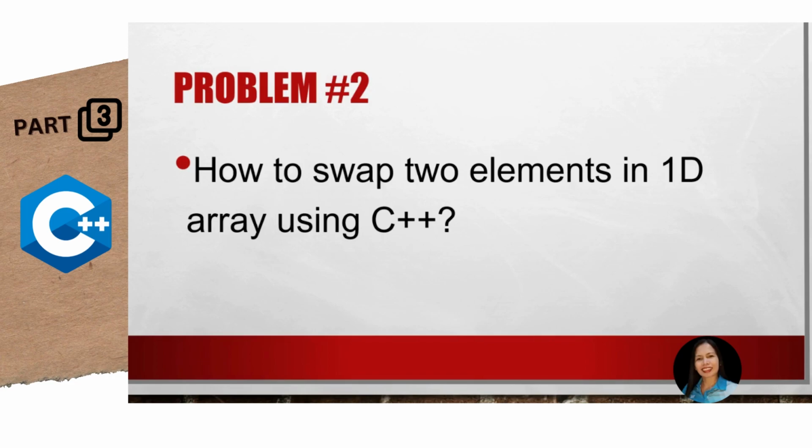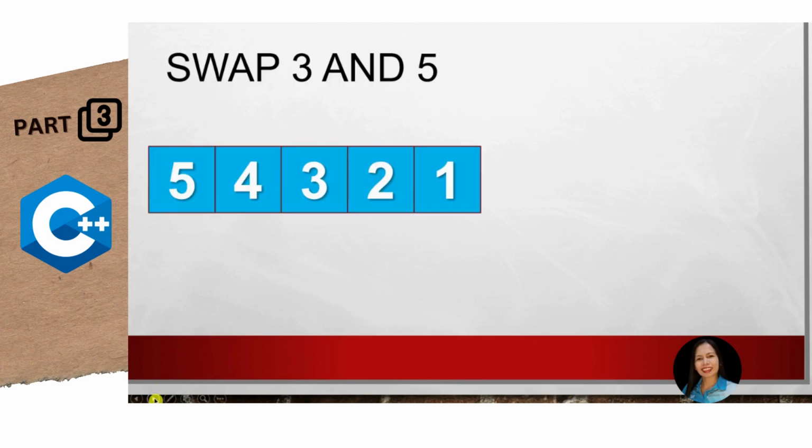This time we're going to solve how to swap two elements in a one-dimensional array using C++. Okay, so in this problem, we'll try to analyze first what swapping is. Say you want to swap some values which are inside the list. Let's have an example here. We're going to swap the two numbers which are given in the list.